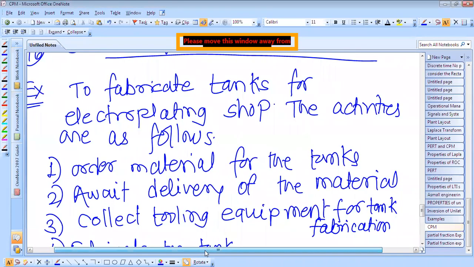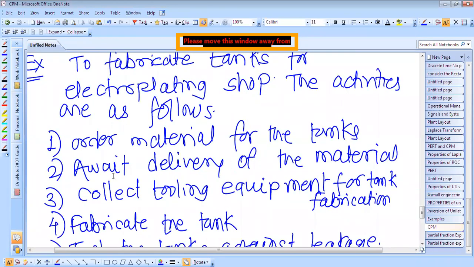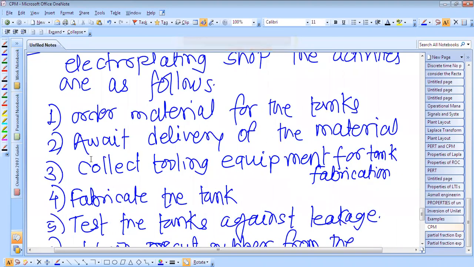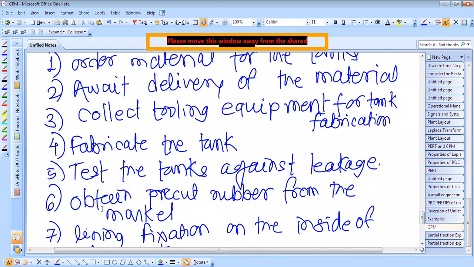The activities were to first order the material for the fabrication of the tank. Second, once you order that material, we have to wait for delivery of the materials. Meanwhile, we also have to collect the equipment from the store for the tank fabrication. Once you receive the tools as well as the material, we have to fabricate the tank. Next activity is we have to test the tank against leakage.